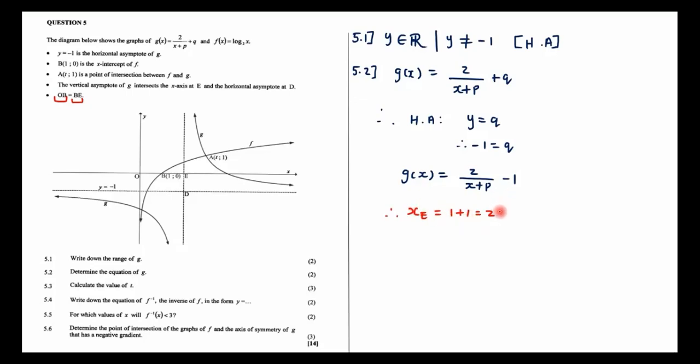But now I know that this x coordinate is the same as the vertical asymptote, right? So now on my vertical asymptote, I know that x is equal to minus p. And this x coordinate is the equation of the vertical asymptote. So I'm going to say 2 is equal to minus p divided by minus 1 divided by minus 1. And therefore the value of p is going to be minus 2. And so my equation here is going to be g of x is equal to 2 over x minus 2, minus 1. And that is how we get our value.